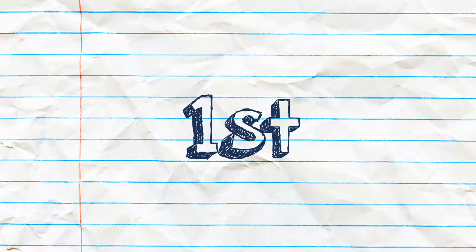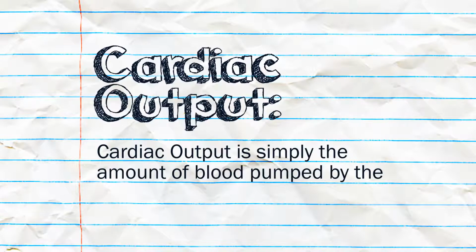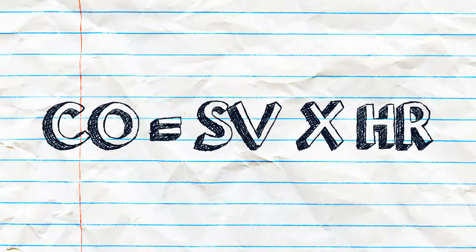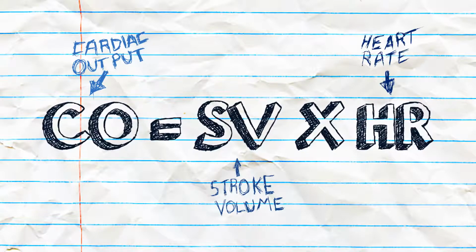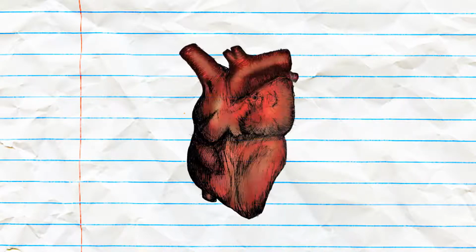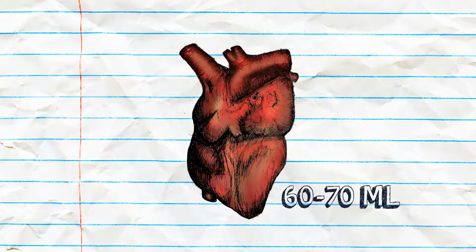First, let's define what cardiac output is. Cardiac output is simply the amount of blood pumped by the heart per minute. Take a look at the formula. Cardiac output is the product of stroke volume multiplied by heart rate. The normal level of stroke volume is around 60 to 70 milliliters, meaning our heart pumps out 60 to 70 milliliters of blood with each beat or contraction.